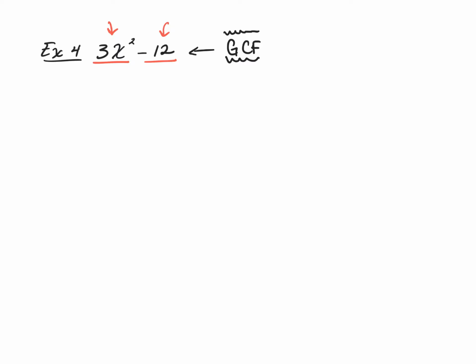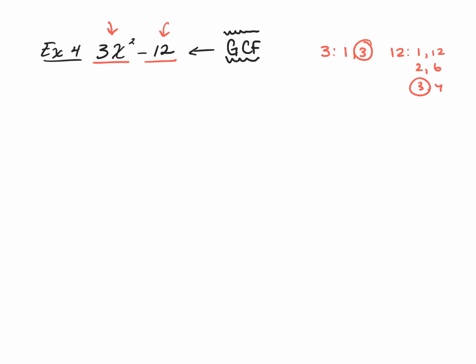The reason for that is because if you look at 3 and 12, they have a common factor, which means that if I were to write the factors of 3, which are 1 and 3, and the factors of 12, which are 1 and 12, 2 and 6, and 3 and 4, what I mean by having a common factor is they match identically. So that means I can think about this problem as dividing away a 3.